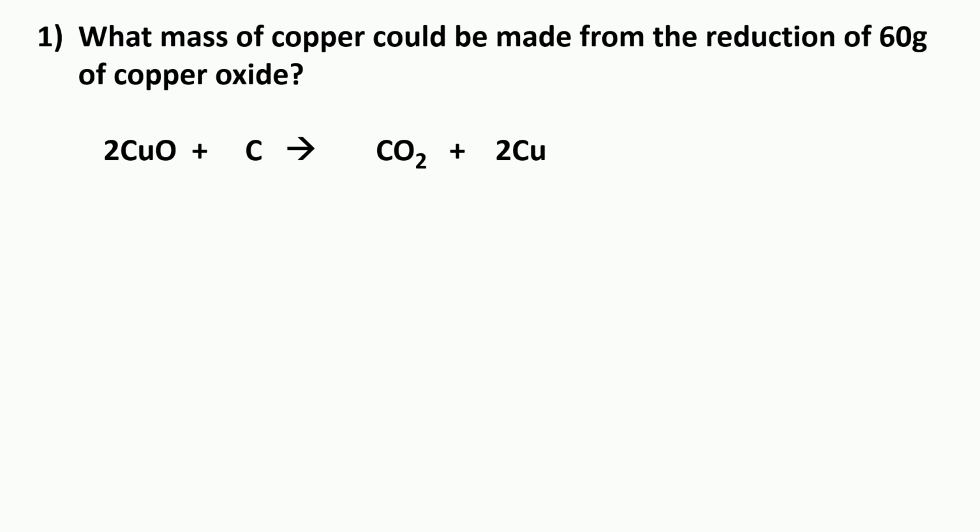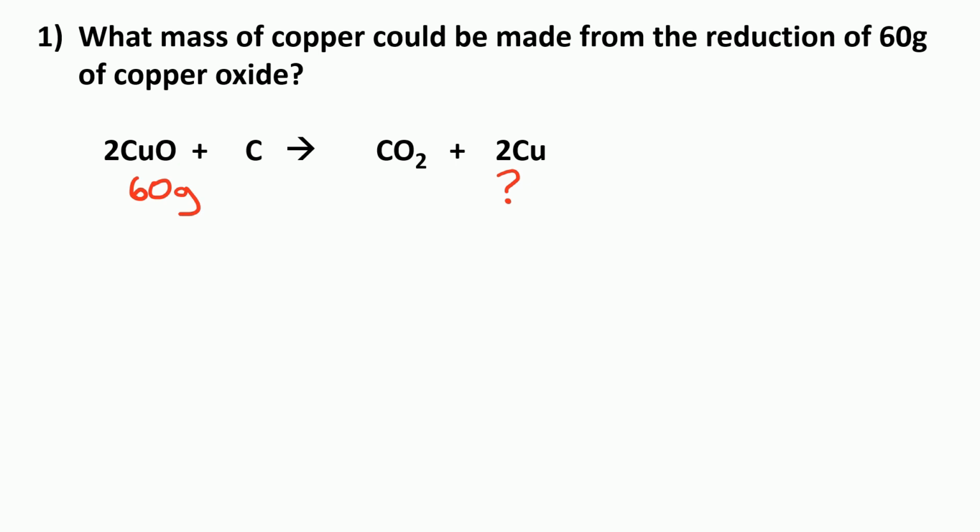So this particular question says: what mass of copper could be made from the reduction of 60 grams of copper oxide? Remember, reduction just means losing oxygen. So first of all, we write the information we've got in the question next to the equation. So we've got 60 grams of copper oxide. We're also being asked to work out the mass of copper, so I'm going to put a question mark next to the mass of copper.